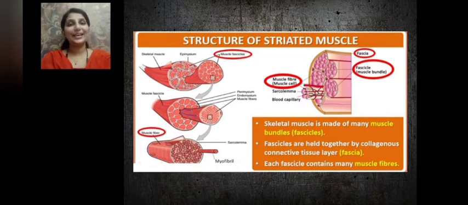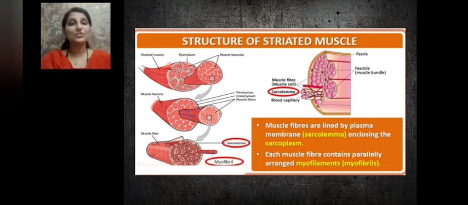Each fascicle in turn contains muscle fibers. So the skeletal muscle contains a large number of bundles called fascicles. Each fascicle in turn is made up of a number of muscle fibers, and the large number of bundles are connected together by a collagen connective tissue which is called fascia.